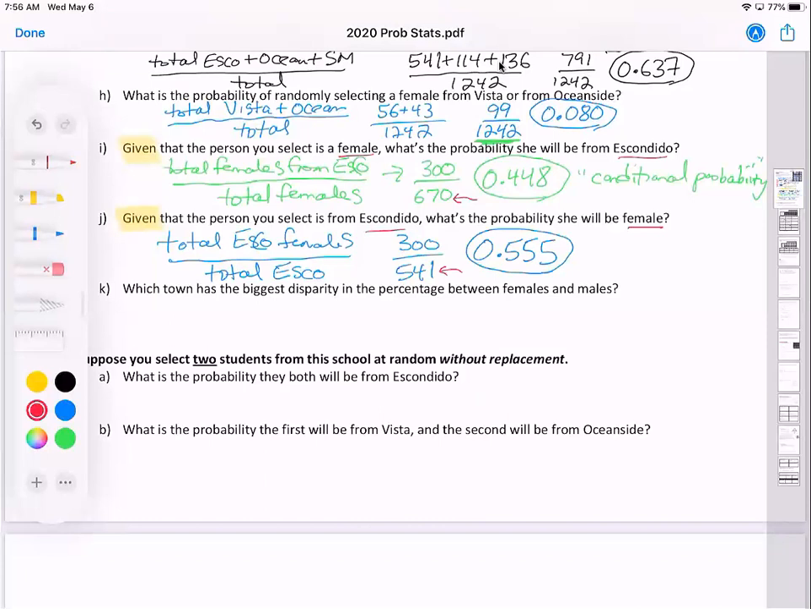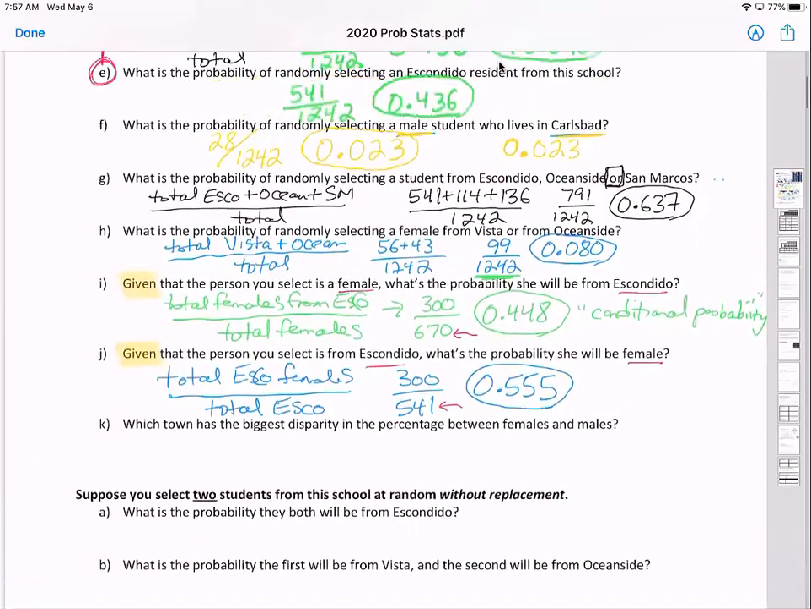And then the last question I'd like to ask, which the administrator might be interested in, or maybe accreditation teams who make sure that we're a good school, might ask: which town has the biggest disparity in the percentage between females and males? Once we answer that, we won't really be able to tell why that is, but we can make conjectures, and that's interesting to do. Sociologists, people like that, do those kinds of things. So which town has the biggest disparity in the percentage between females and males?